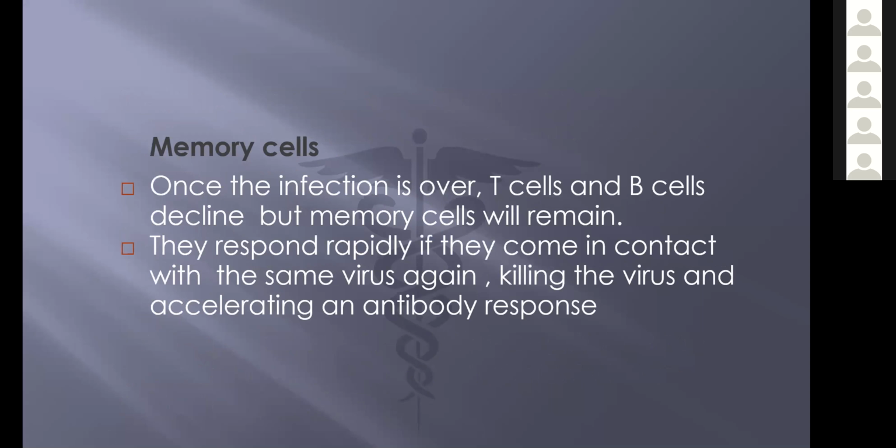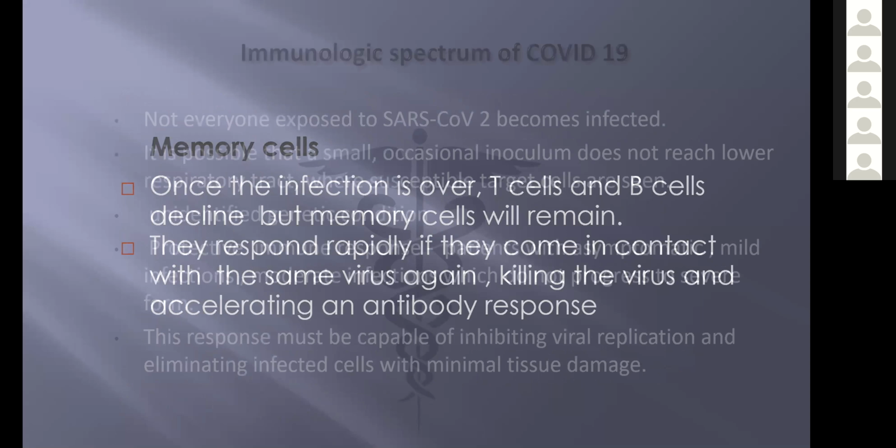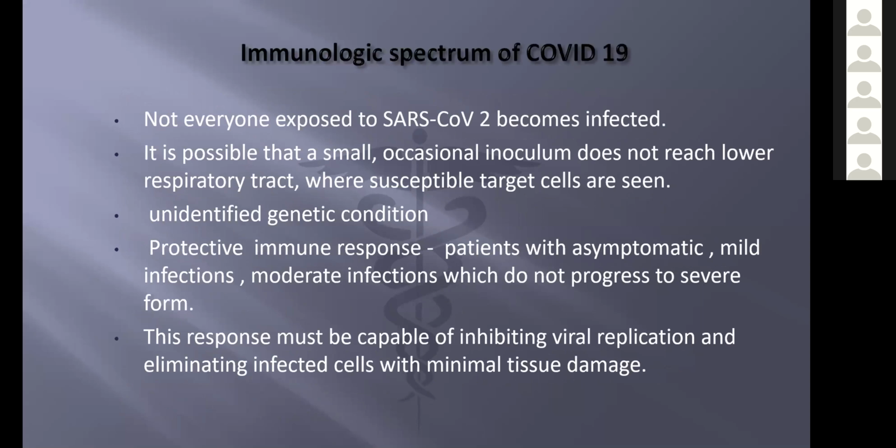Now about the memory cells. Once the infection is over, T cells and B cells decline, but the memory cells remain, and they respond rapidly if they come in contact with the same virus again, killing the virus and accelerating an antibody response. Now about the immunological spectrum of COVID-19.